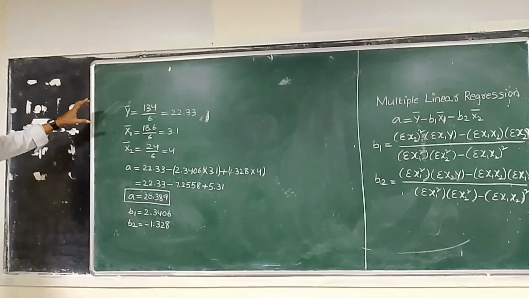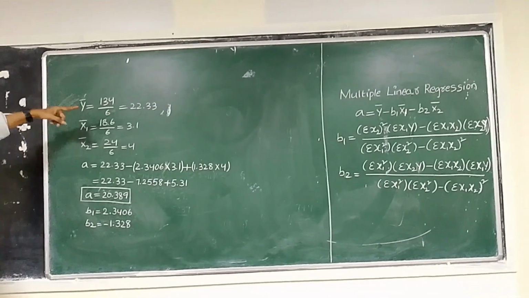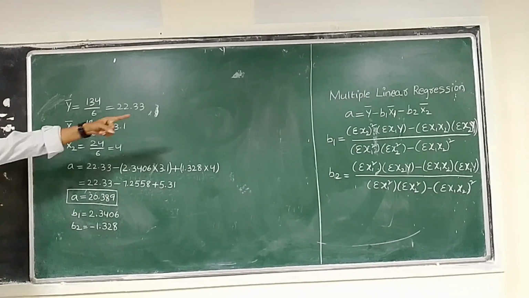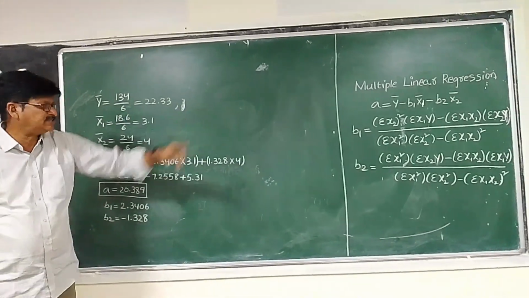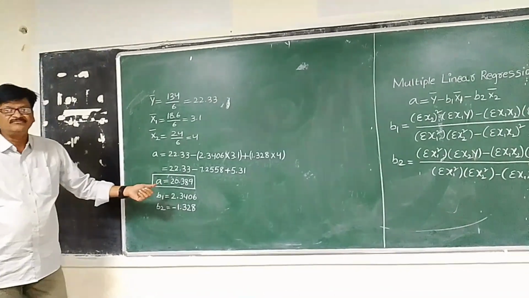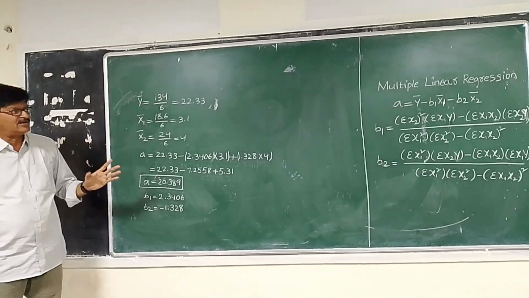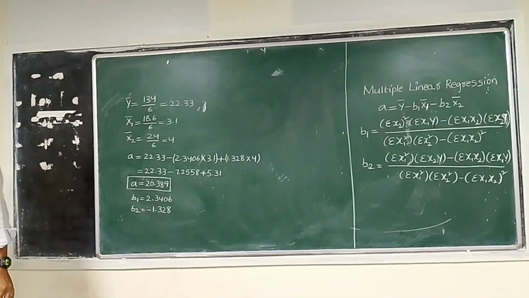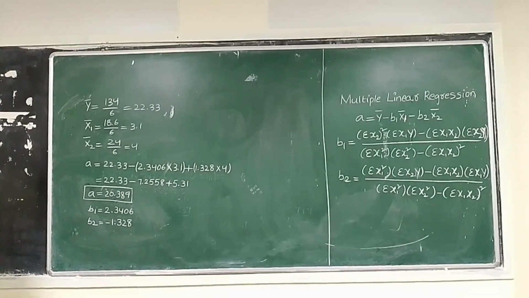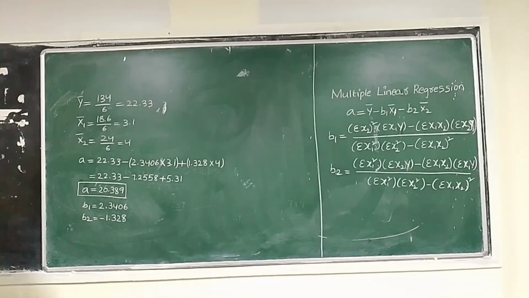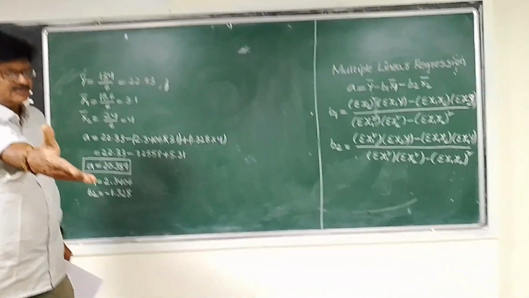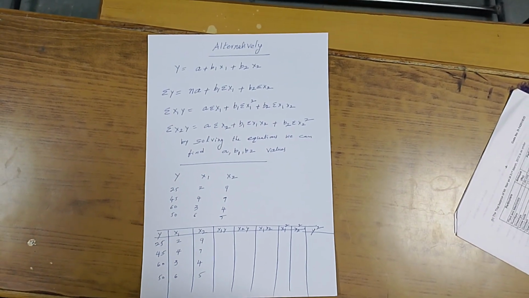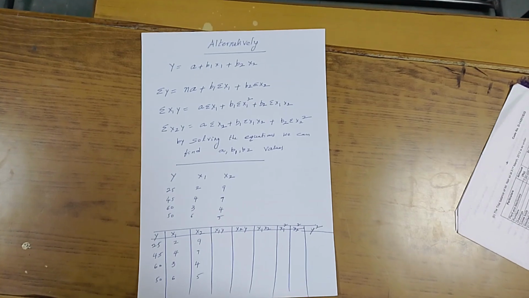I will get y bar, x1 bar, x2 bar. Ultimately, to get A, I substituted in that particular equation so that I got the A value. So like this we need to calculate the value of A, B1 and B2 in linear regression. Alternatively, you can solve the equations. One more alternative method is there. This is also one of the alternative methods which we have, but if you feel it's not comfortable, you can do it like this. This is the easiest way.